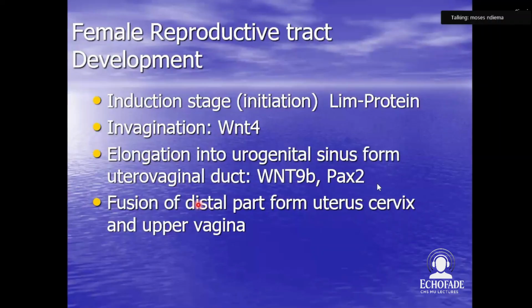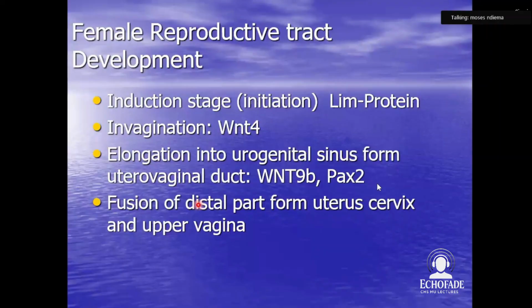You can also have, within that elongation and fusion at the distal part, septa dividing these two after the fusion that might fail to develop, or there might be incomplete fusion, so that you have two horns of the uterus, what you call uterus bicornis or didelphis.